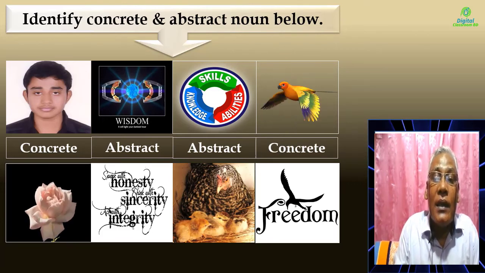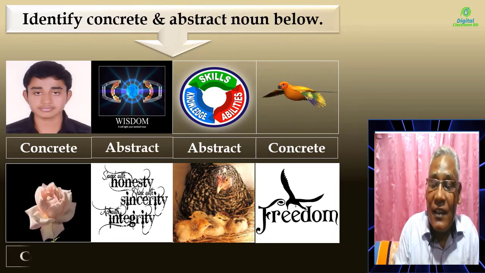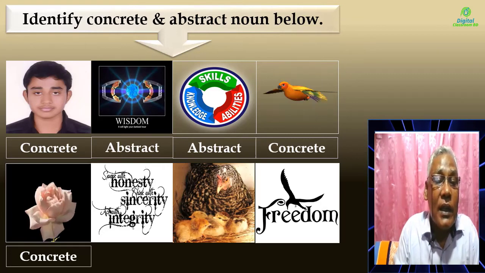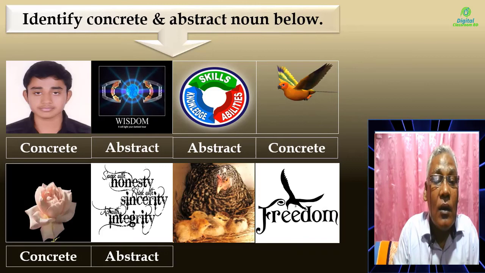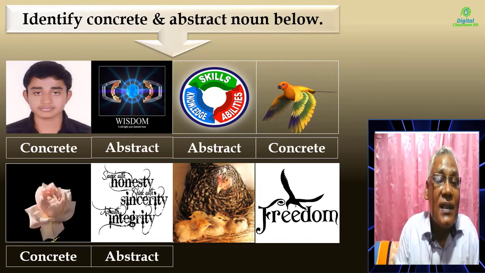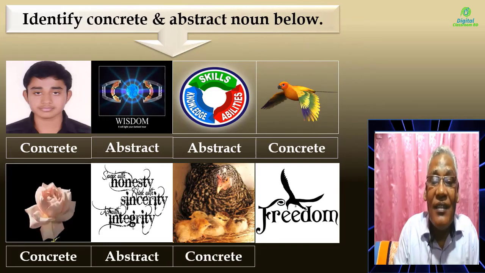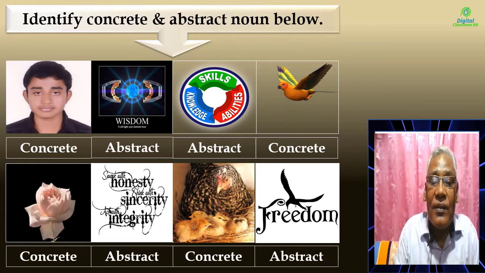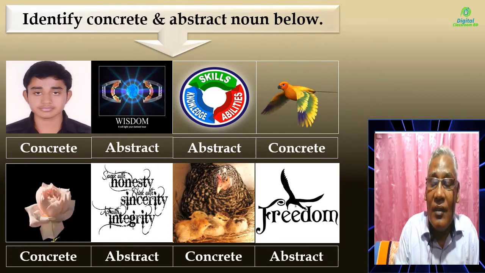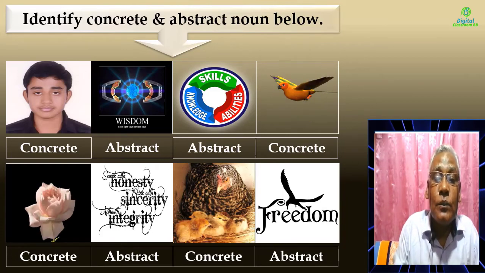Okay, and it's a bird, so it's a concrete noun. And it's a rose, the name of a flower, a concrete noun. Honesty, sincerity, and integrity, these are abstract nouns. And what about this picture? Yes, it's a concrete noun. And freedom, it's an abstract noun.